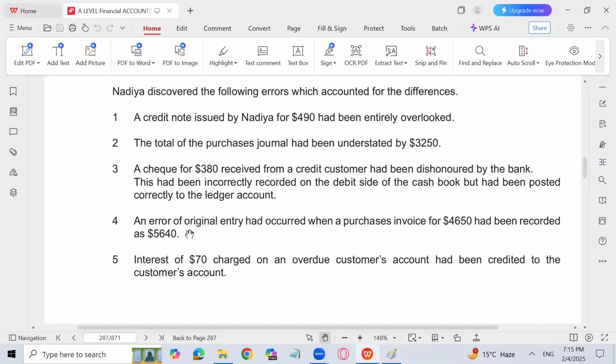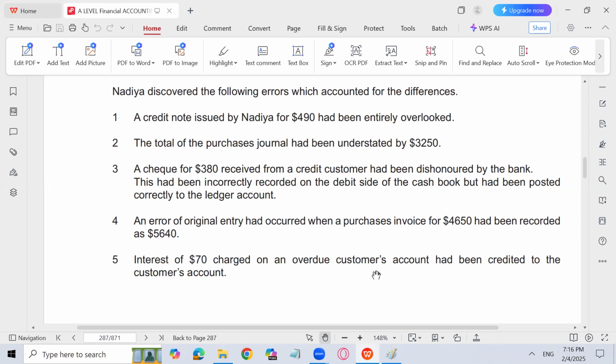760. Next, an error of original entry had occurred when a purchase invoice for 4650 had been recorded as 5640. It will not be affected. Why? Because we are not preparing the sales ledger control account reconciliation. It has to be dealt with through the purchase ledger control account reconciliation.